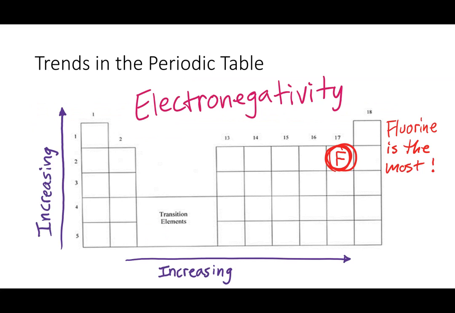So here's another trend in the periodic table, and this is about electronegativity. It increases as you go up to the lower numbers of the periods, and it increases as you go to the right across the groups. Okay, and fluorine happens to be by far the most electronegative, and it decreases as you go here, which would lead you to believe that francium is the least electronegative.